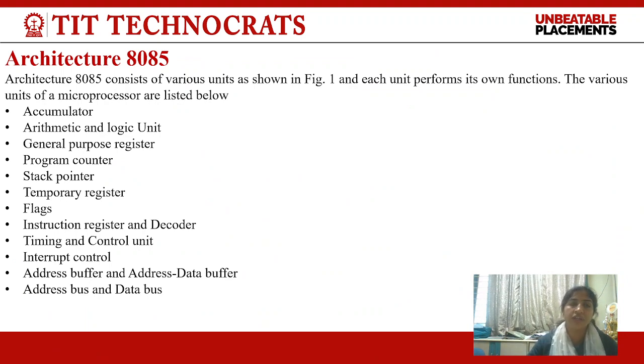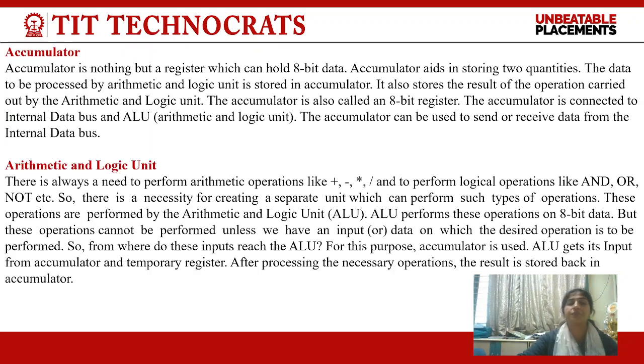So coming to the architecture, 8085 architecture consists of various units as shown in figure 1. Each unit performs its own function. The various units of a microprocessor are listed: accumulator, arithmetic and logical unit, general purpose registers, program counter, stack pointer, temporary register, flag register, instruction register, decoder, timing control unit, interrupt control unit, address buffer, address data buffer, address bus and data bus.